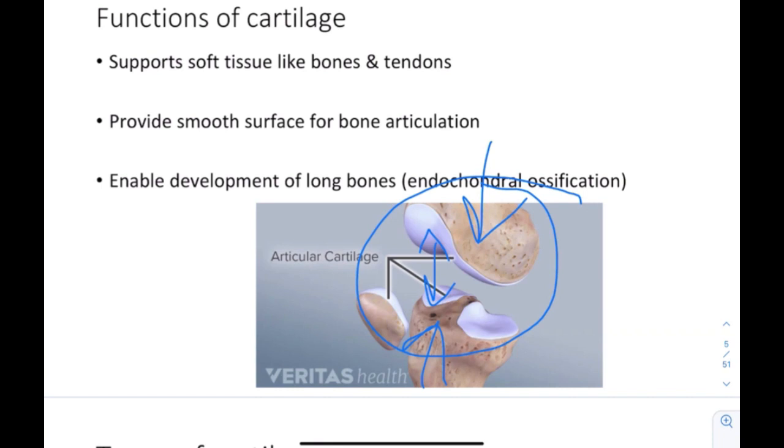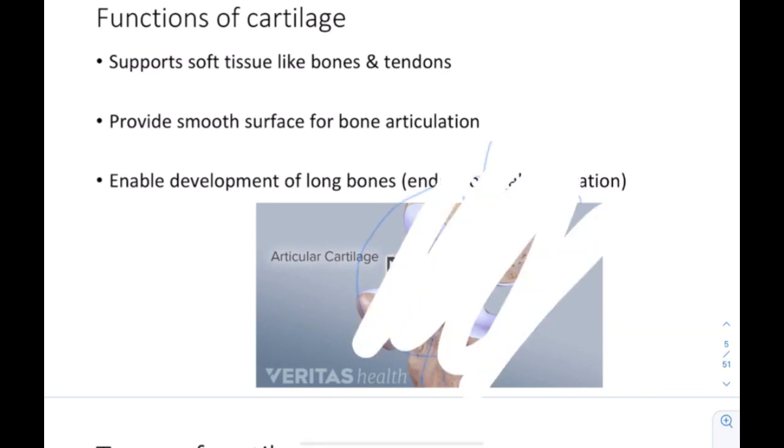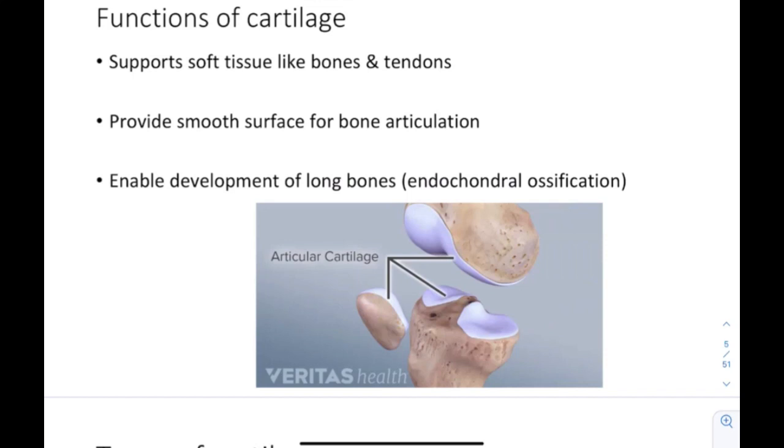So another function is they enable development of long bones. And we'll talk about this also in upcoming slides. But during embryonic development, the bones develop in two ways. Endochondral ossification, which is the way long bones develop, and also membranous ossification. And we'll talk about it later as well.